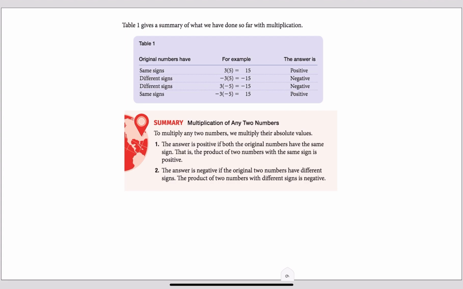All right, so this is what we've done so far with multiplication. When the signs are the same, you get a positive result. When the signs are different, you get a negative result. So if the signs are the same, they use the symbol for the sum. And if the signs are different, they use the sign for difference, the negative. So hopefully that makes sense.